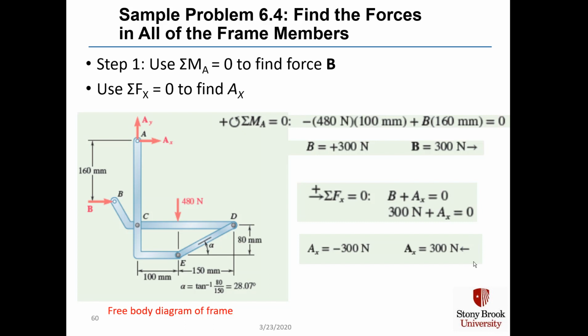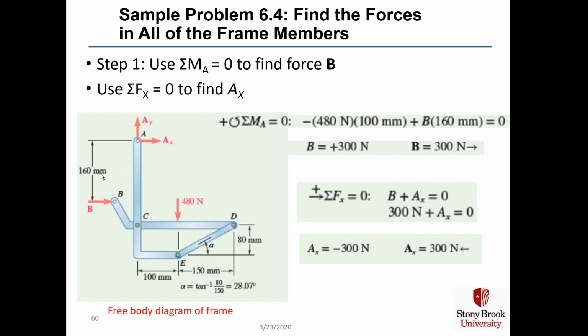We're going to sum the moments around A to find force B. When we sum the moments around A, we see that the 480 newton force wants to rotate clockwise around point A at a perpendicular distance of 100 millimeters, and the force at point B wants to rotate counterclockwise around point A at a perpendicular distance of 160 millimeters.